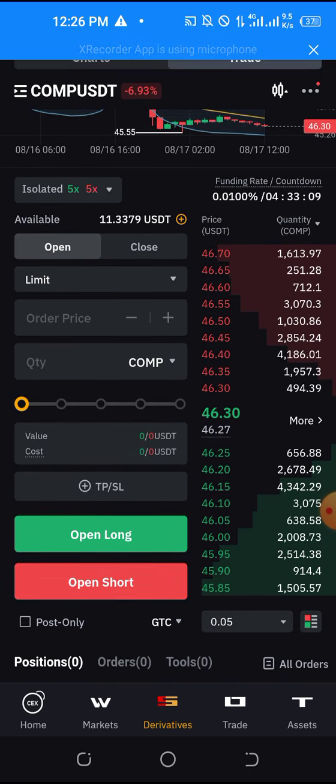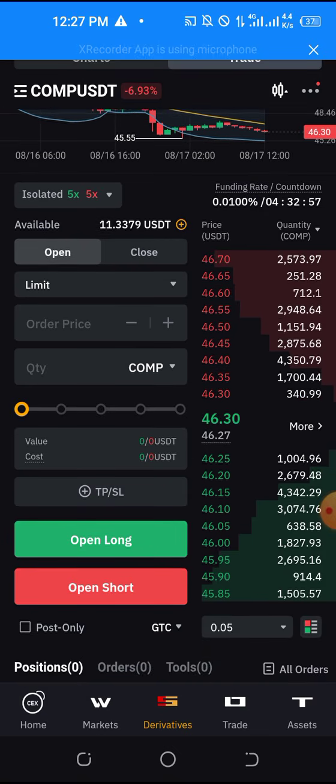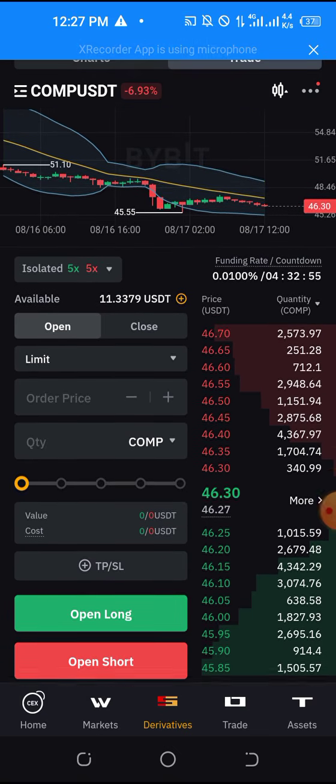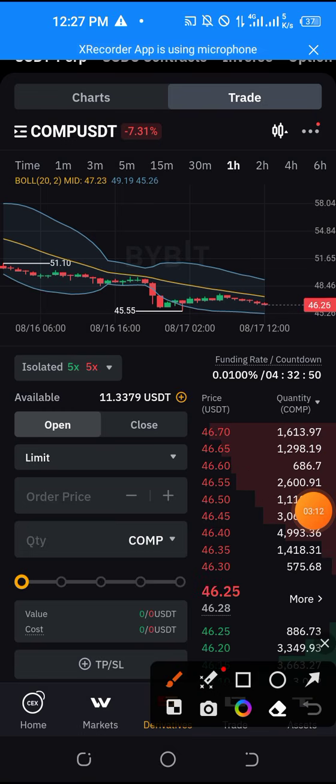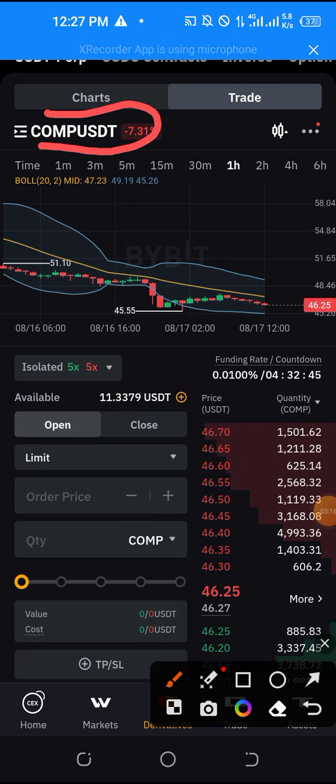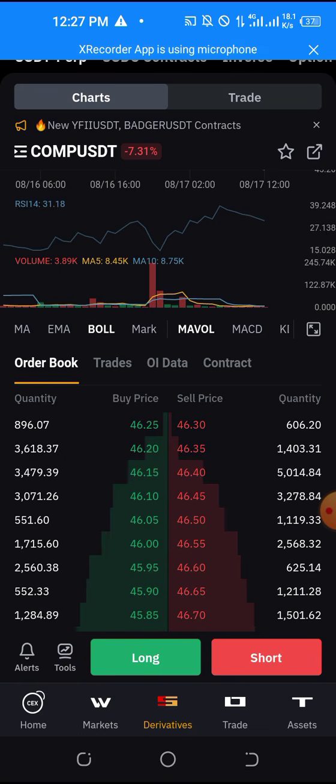Now that you have been able to transfer your fund into the derivative wallet, the next thing is to look for a trade, to do your research to see if there is a trading opportunity in any of the pairs. Currently, if you look at this particular coin, this COMP USDT, let me go to the chart.